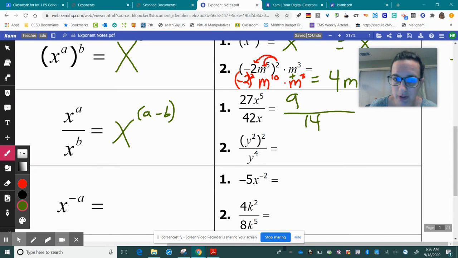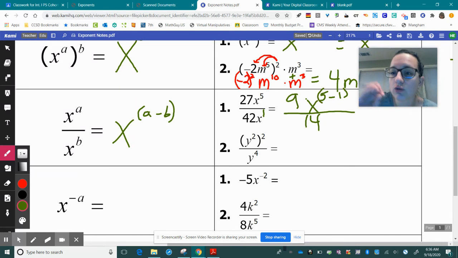Now, our exponents, we're going to use our rule. Since we are dividing x to the 5th divided by x, how many x's do we have there? 1. We just have 1 x. Keep in mind that there is always a 1 x sitting there. Okay, so we have 5 minus 1 is what we're going to put. So I'm going to write it out so you can see it. So we have x to the 5 minus 1.